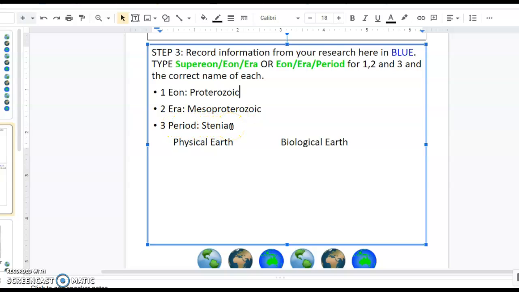If you're farther back on the timeline, you're going to look up your super eon and era and type those in here. Then you're going to use some information that I give you to help you find information to go in the physical Earth research and your biological Earth research.